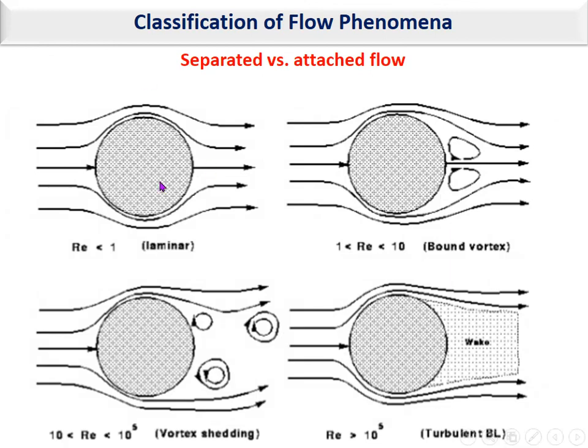For example, for the flow over a cylinder, when the flow is laminar and the Reynolds number is, for example, less than 1, the flow is attached to the surface. Increasing the Reynolds number, you can see that vortices are produced here, and the vortices will increase. The vortices will be shed from the surface, and finally there may be a wake region behind the surface. Starting from this picture, there's a separation of the flow.